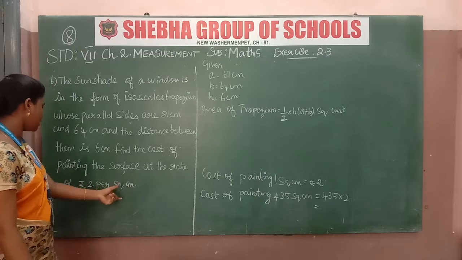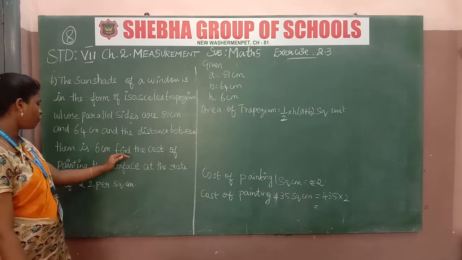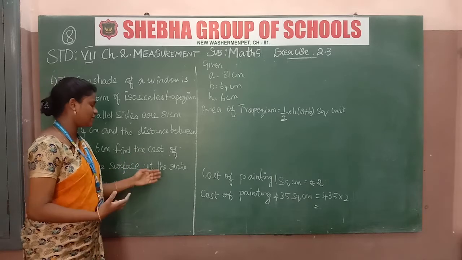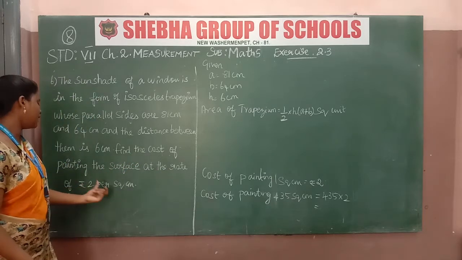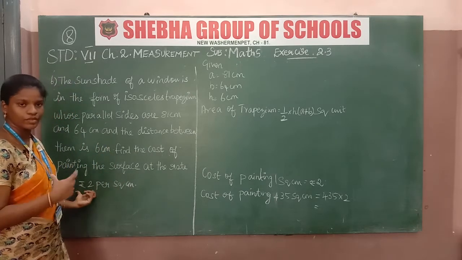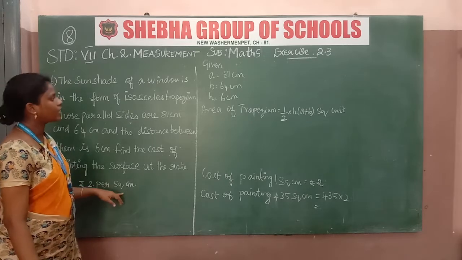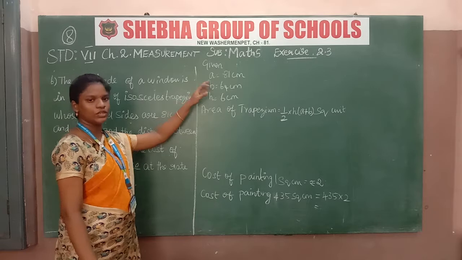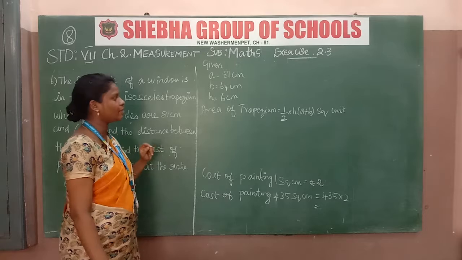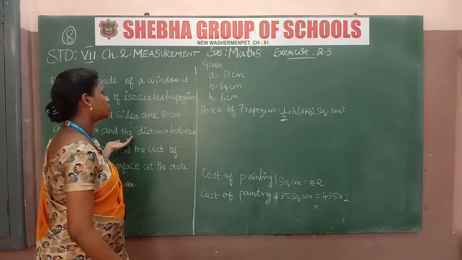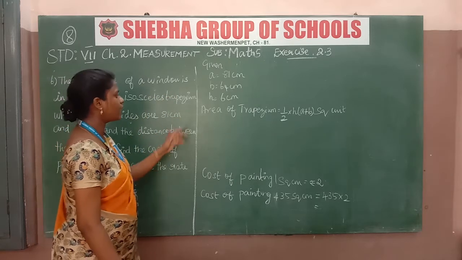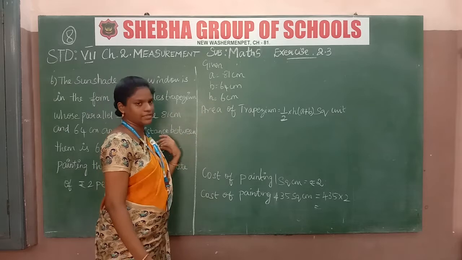Per centimeter square, they have said 2. So we have to find the cost of painting the surface, so we have to find its area. The rate is 2 rupees per square centimeter. Okay. So the given values are A is equal to 81 and B is equal to 64 and H is equal to 6 centimeter. When 2 parallel sides are given, one parallel is A equals 81, B equals 64, and height means distance between them.